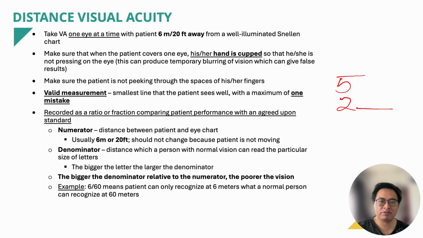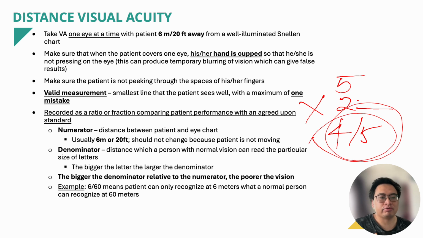So for example, if the patient already sees 2 letters incorrectly in that line, then that's not already a valid measurement. So for example, if the last line that the patient could read is 4 letters out of 5, then you take it as 4 out of 5. You could note it in your chart that the patient could read 4 of the 5 letters properly. Okay?